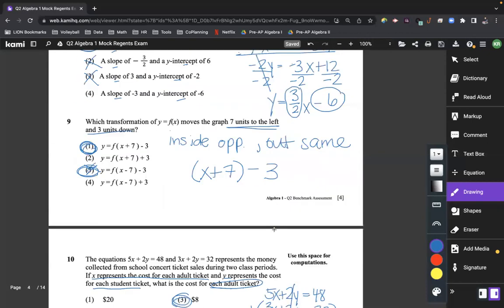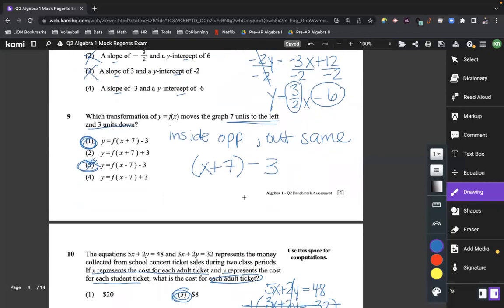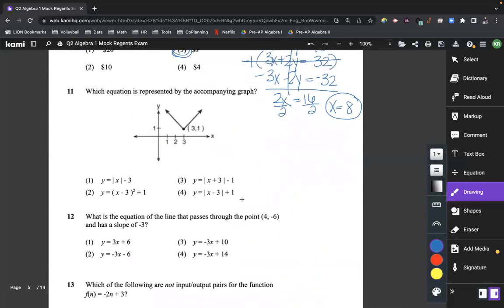Number 11 was the same idea as number 9. You have to remember that inside opposite, outside same. So which equation is represented by the graph? So it was the opposite of the x. So you would write x minus 3, since it's positive here, and then plus 1. So the answer to, oh, I made a mistake.